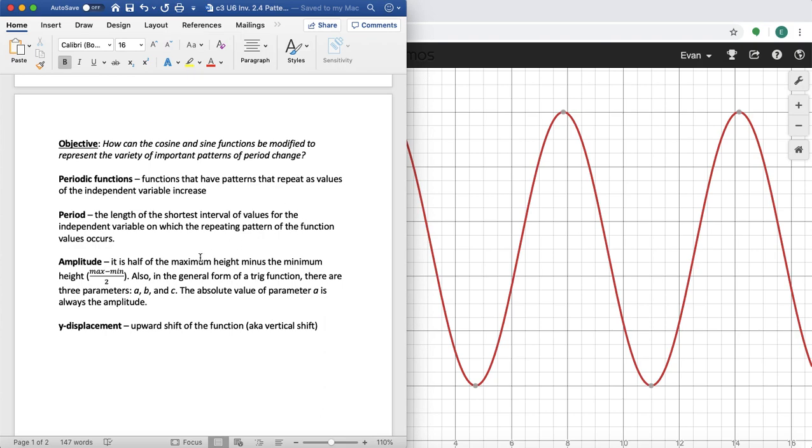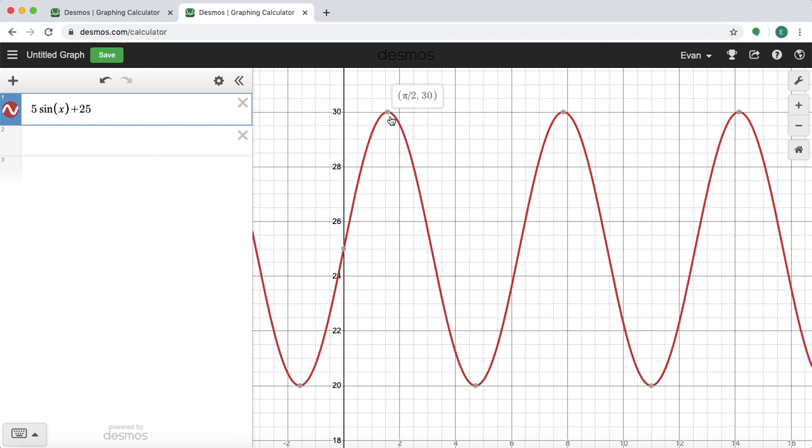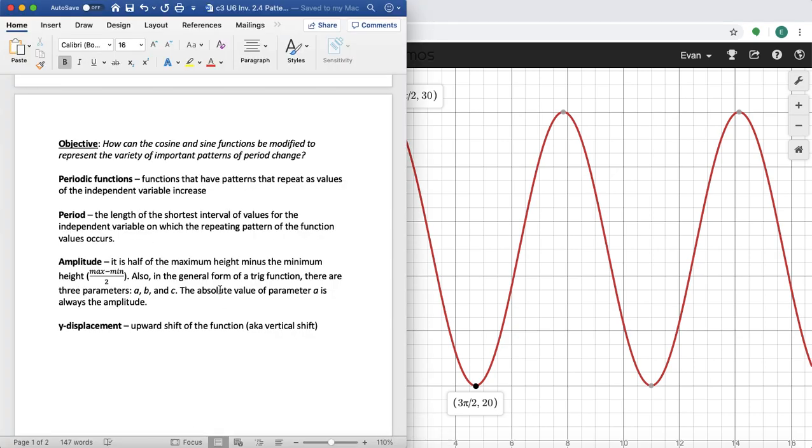The amplitude, it's half of the maximum height minus the minimum height. So in this case, if I take my maximum height of 30 and my minimum height of 20, if I do 30 minus 20, I get 10. Divide that by 2, and I end up with 5. An easier way to determine that is it's just going to be, with our parameters a, b, and c, the absolute value of parameter a is always the amplitude, aka the positive version of a is always the amplitude.